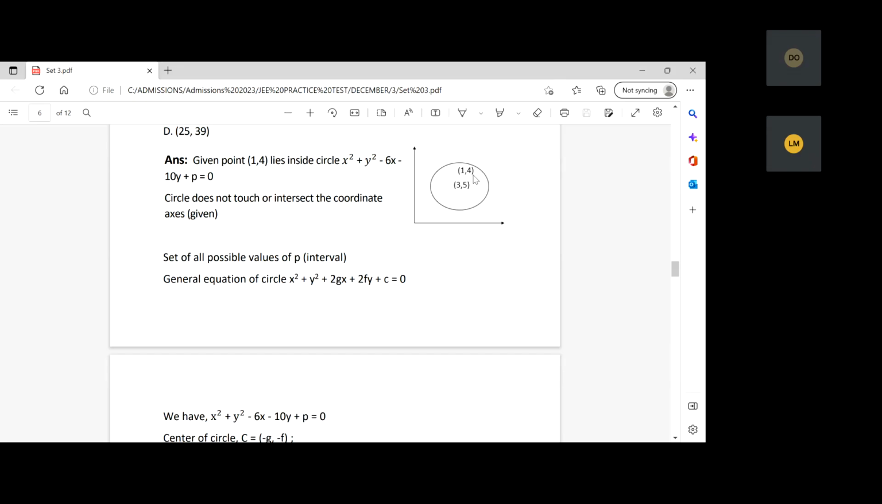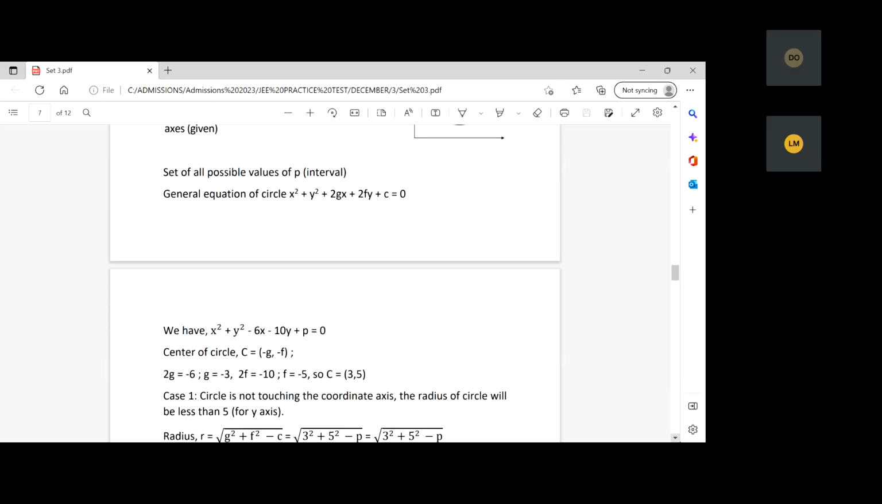So what I'm planning to do is, I know the general equation of a circle, right? What the question is asking is to find the range of values of P, or all the possible values of P. We need to find the interval, whether it's 0 to 25 or 0 to 9, whatever the interval might be. So I have a general equation of the circle. Comparing these equations, I'll be able to find out the formulas, right?